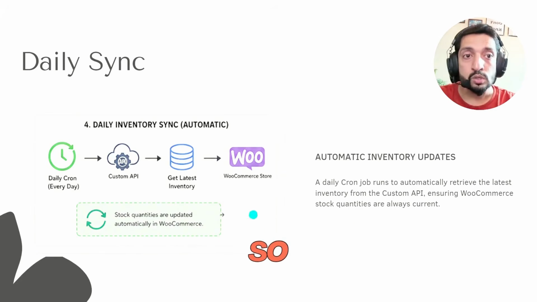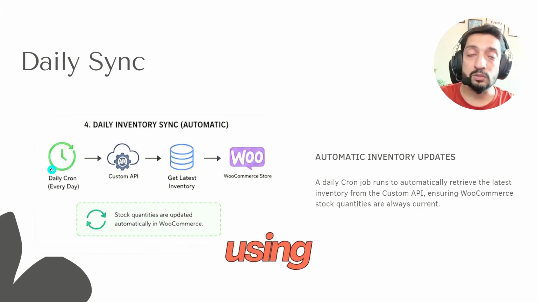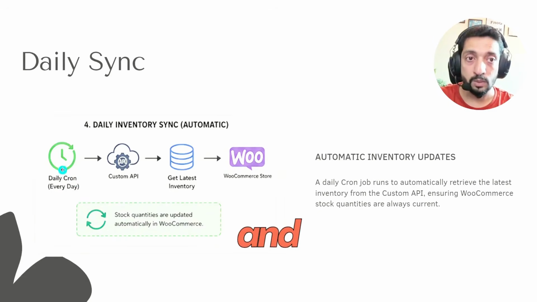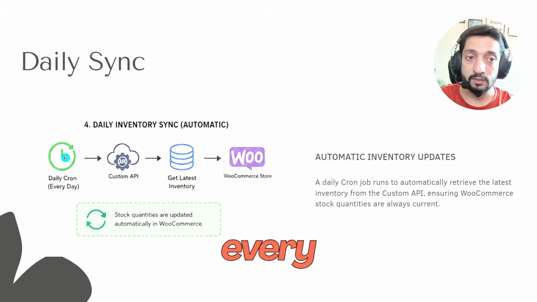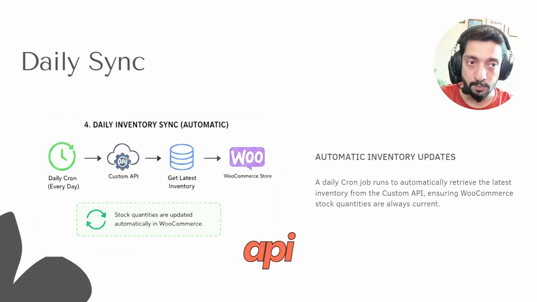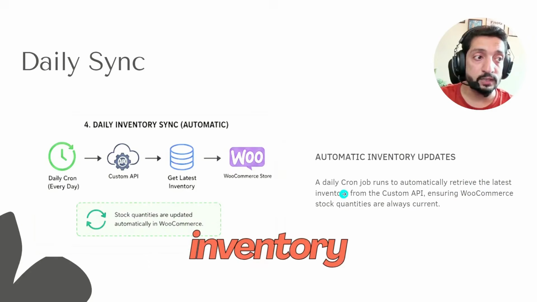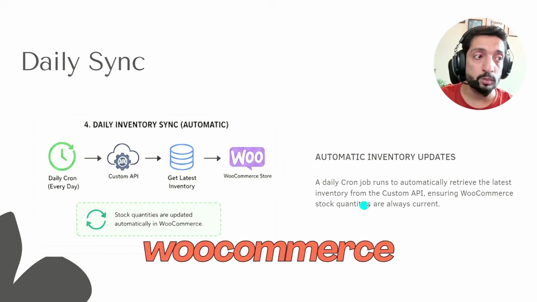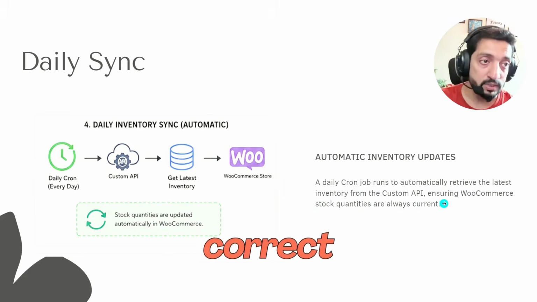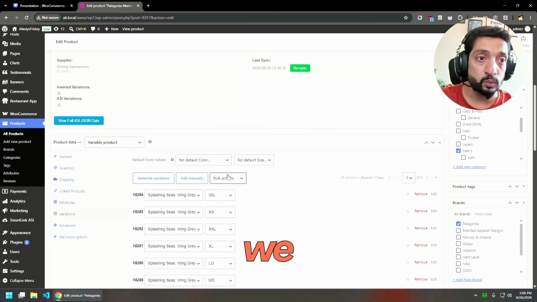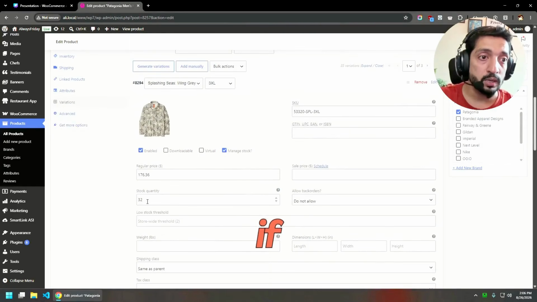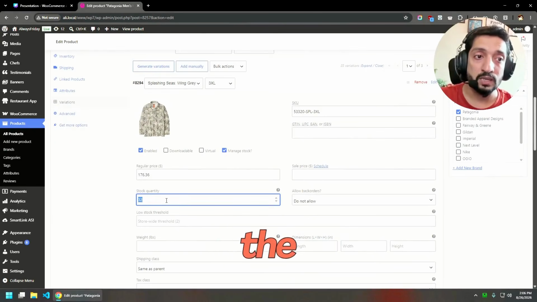WooCommerce store. So the daily cron could be done using WP-Cron or your custom cron job, and it checks every day and goes to the custom API. The custom API gets you the latest inventory and then you send it to the WooCommerce store. A daily cron job runs automatically to retrieve the latest inventory from the custom API, ensuring WooCommerce stock quantities are always current. So on a daily basis, we're going to check if the stock quantity remains the same.